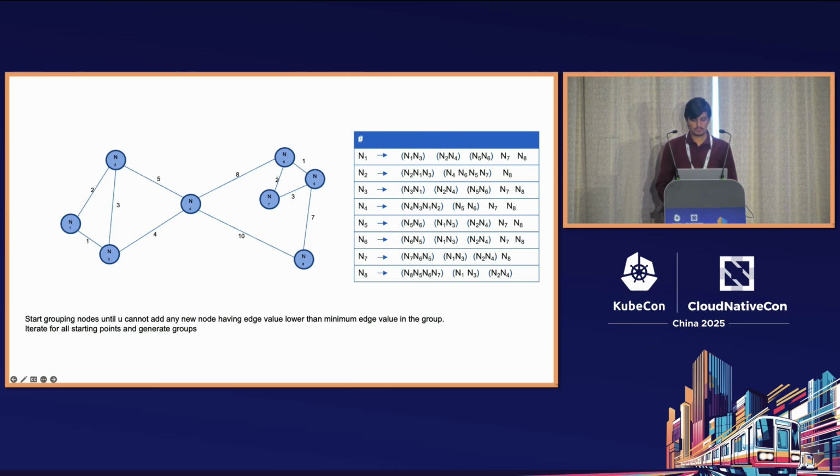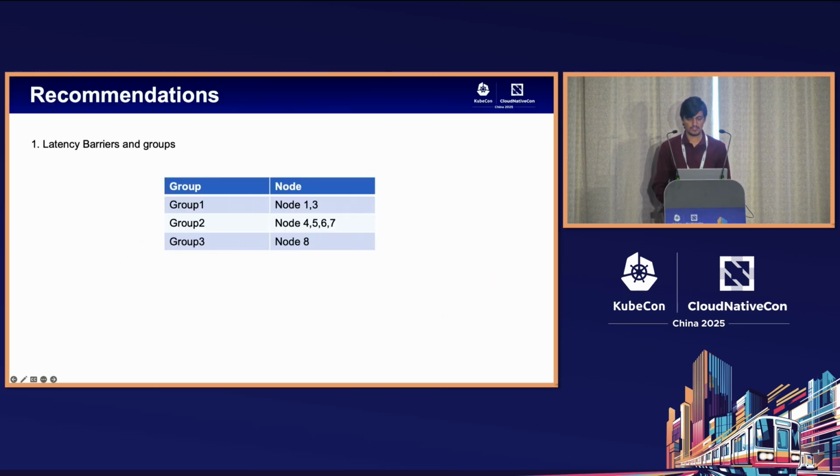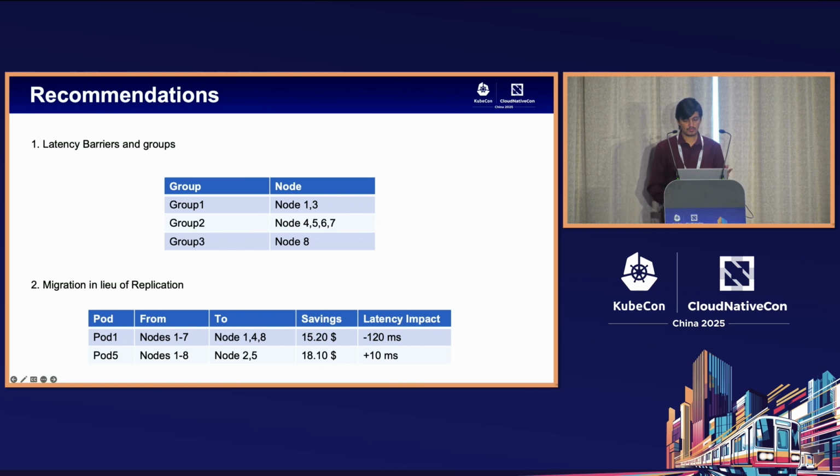So once you have these things present, we get 2 different types of recommendations. One is obviously the group sets. You get things like group 1, group 2, group 3 here, which is all you need to replicate the services, and you still have the same or effectively not a whole lot of performance hit in your applications. And also some smart recommendations, as an example here, moving pod maybe one from nodes 1 to 7 to just 1, 4, and 8 will help you save, let's say, $15 here, and still have a positive latency impact.